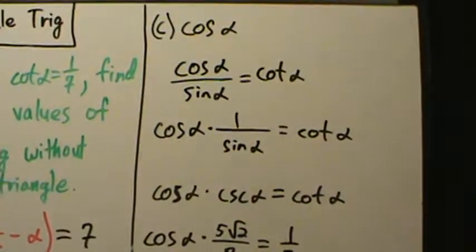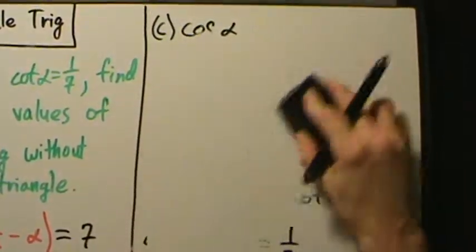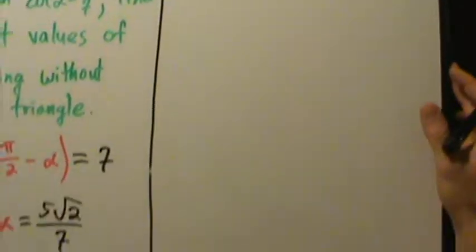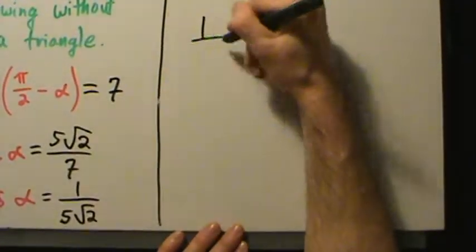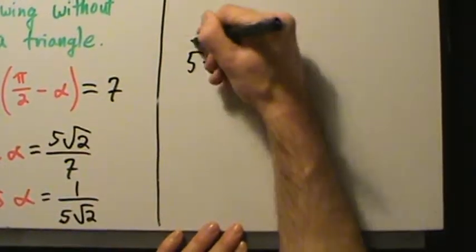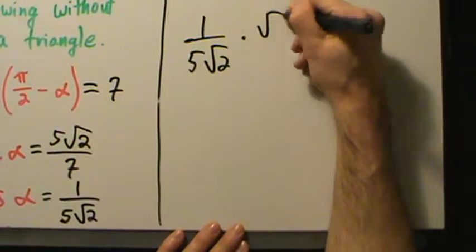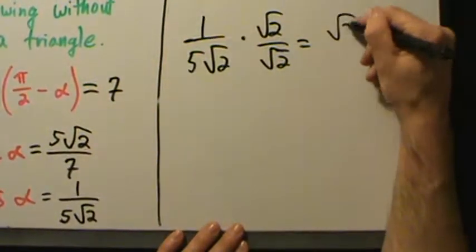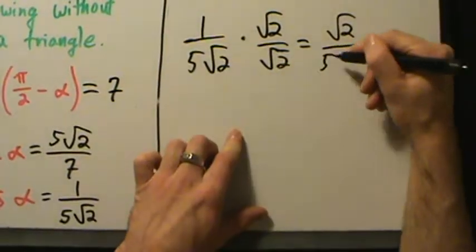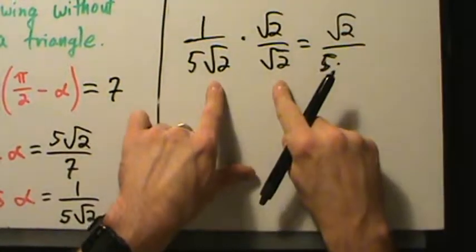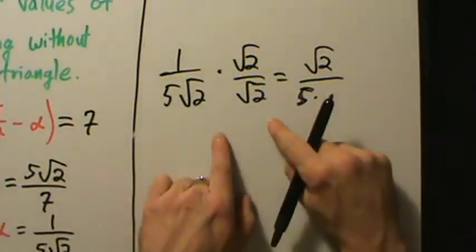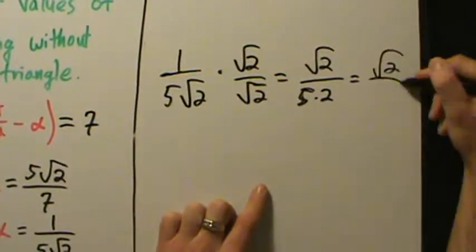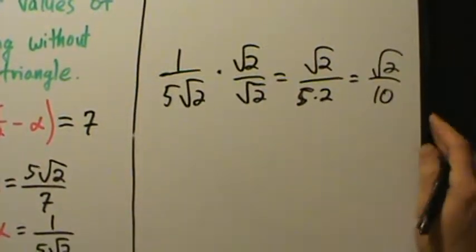So let's rationalize the denominator now. And again, there were other ways to approach part C. If we want to rationalize the denominator, we have 1 over 5 root 2. So multiply the top and the bottom by root 2. And then we end up with root 2 over, so 5 times root 2 times root 2 is 10. So then we end up with root 2 over 10. It's root 2 over 10.